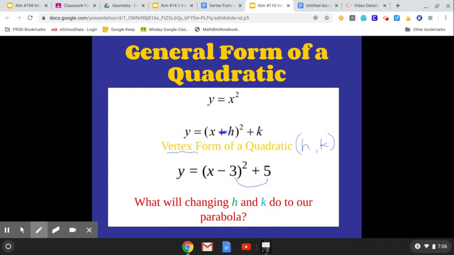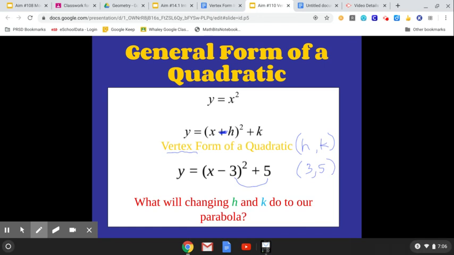So in this case, it's 3. Now you might go, well, shouldn't it be negative 3? That's an x minus 3. Yeah, but the formula is x minus h. So if that's a minus, we look at it as positive 3. 5 is the k value. So that means 3, 5 is the turning point of this particular parabola.